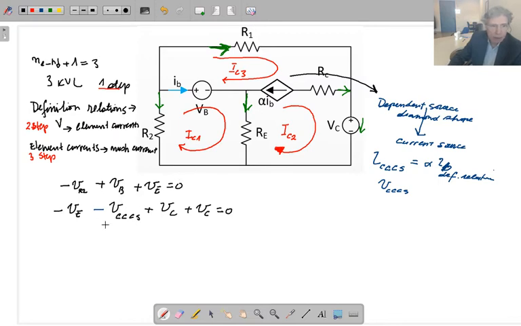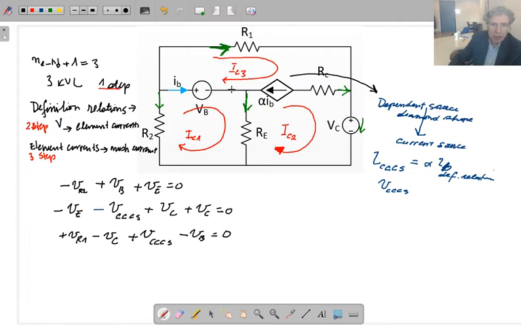And the third one, is the direction the same, isn't it? So, plus VR1, and this is opposite, that direction and this direction opposite, minus VC, and this same direction, so plus V current controlled current source voltage, and minus VB is equal to 0.